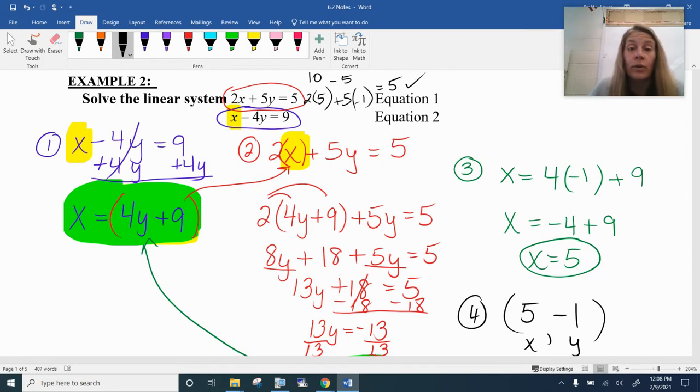So that checks out. Now when I go to do the second equation, I'm putting in my 5 for the x minus 4 times -1. So that ends up with 5, let's see, plus 4, which does equal 9. So that checks out as well.